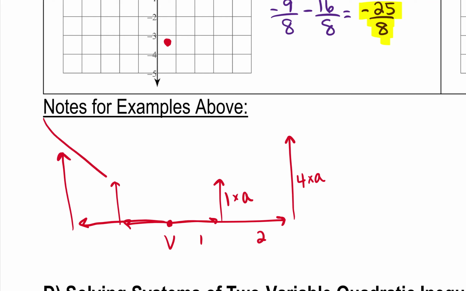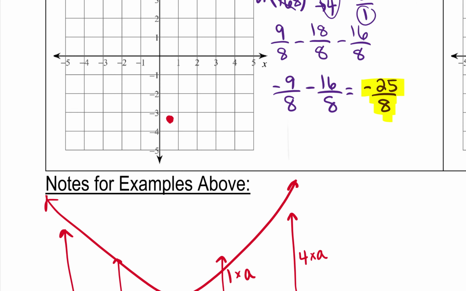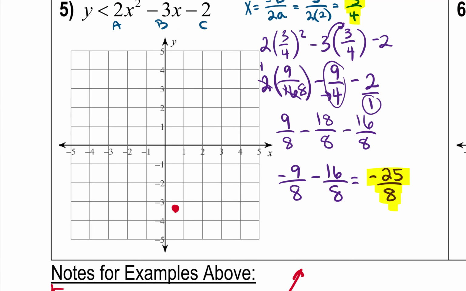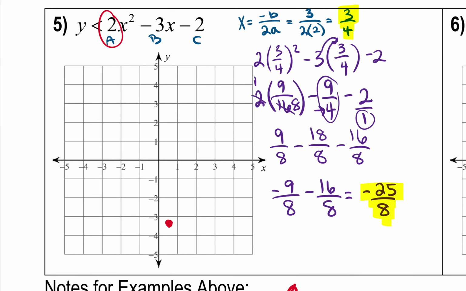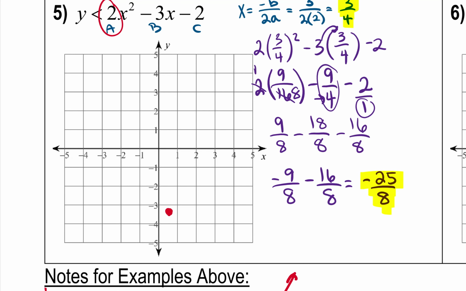So I would get a graph like that. I know it's a terrible U, but that's pretty much what you're looking for. Alright, so on my graph, my a is 2. So from here, I'm going to go over 1, and instead of up 1, I go 1 times 2, 1 times a. So I go up 1, 2, so about right there. Same thing on the left.